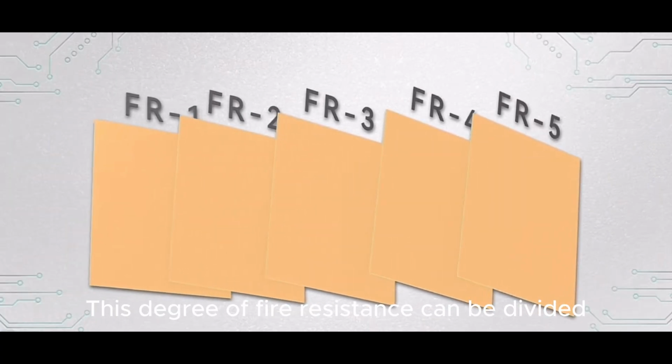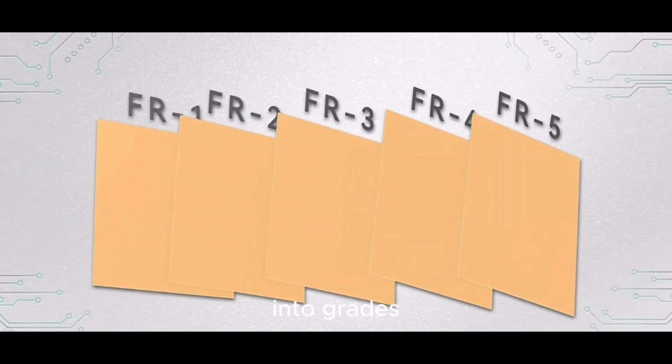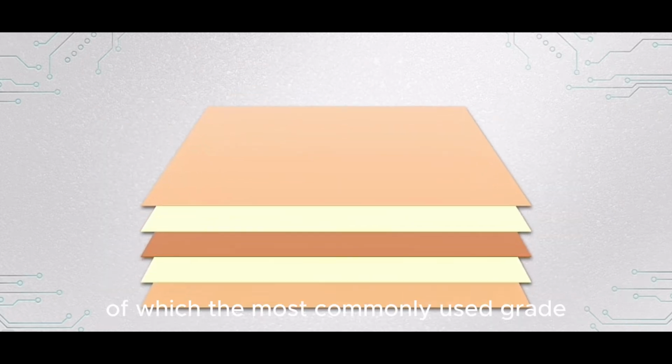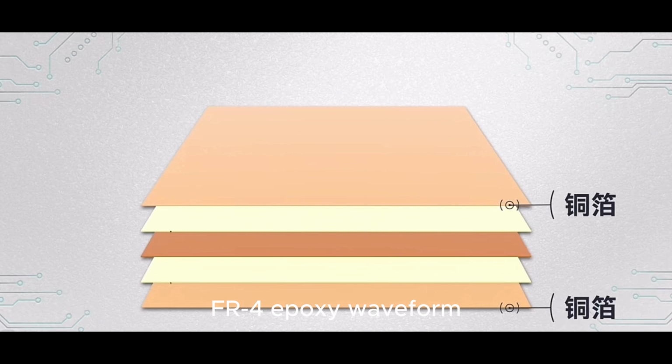This degree of fire resistance can be divided into grades FR1 to FR5, of which the most commonly used grade is FR4, made of epoxy glass fiber cloth.